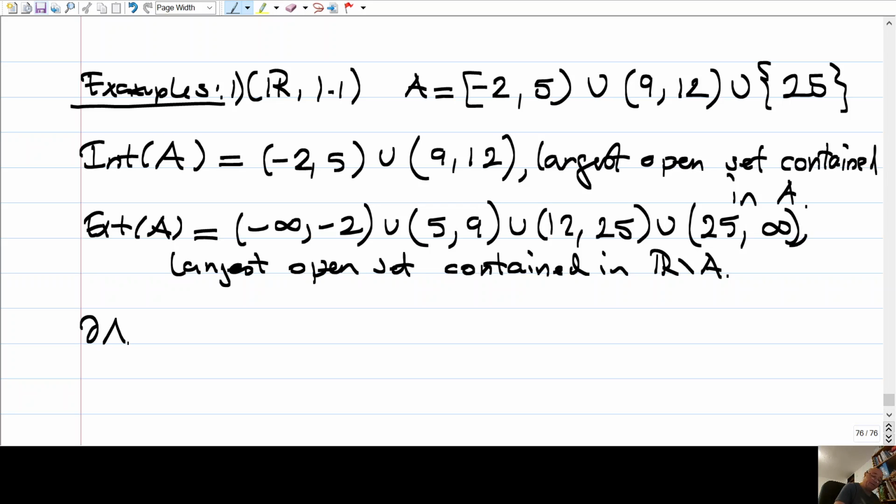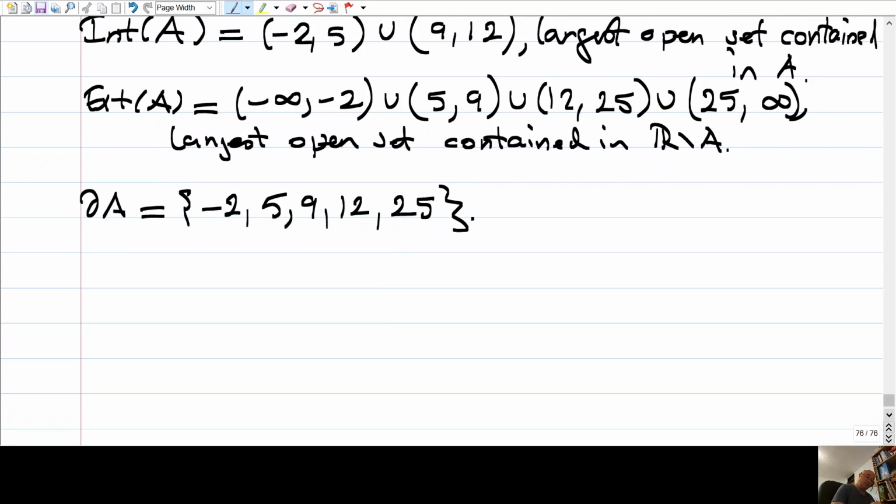All right, what is left for the boundary? Okay, so I have -2, 5, 9, 12, and 25. Right, just 5 points. -2, 5, 9, 12, and 25. All right. Now, any questions?